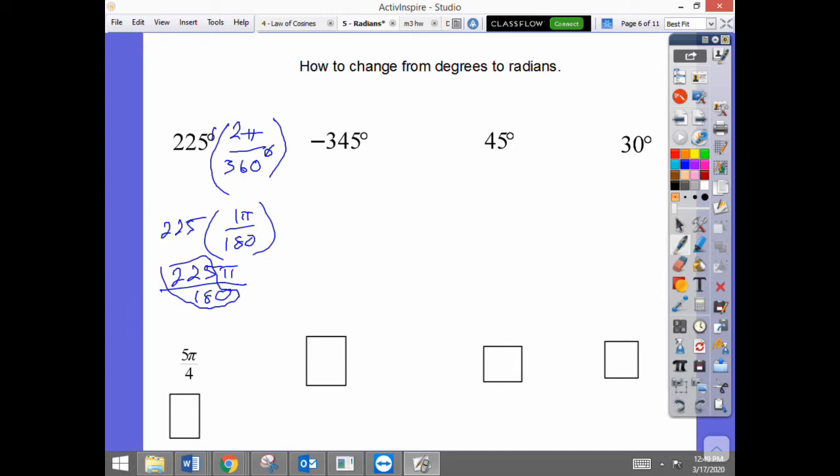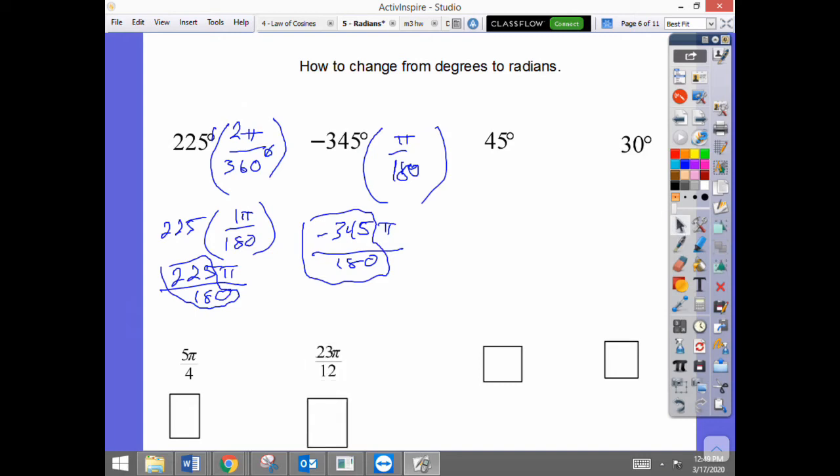Same thing with negative 345. What we're going to do, instead of multiplying it by 2 pi over 360, I'm just going to multiply it by pi over 180. That's a 180. See, my handwriting is just as bad online as it is in the classroom. So again, keep that pi with it. So negative 345 times pi over 180, and all we're really simplifying is that right there. Simplify that fraction, so you get 23 pi 12ths.